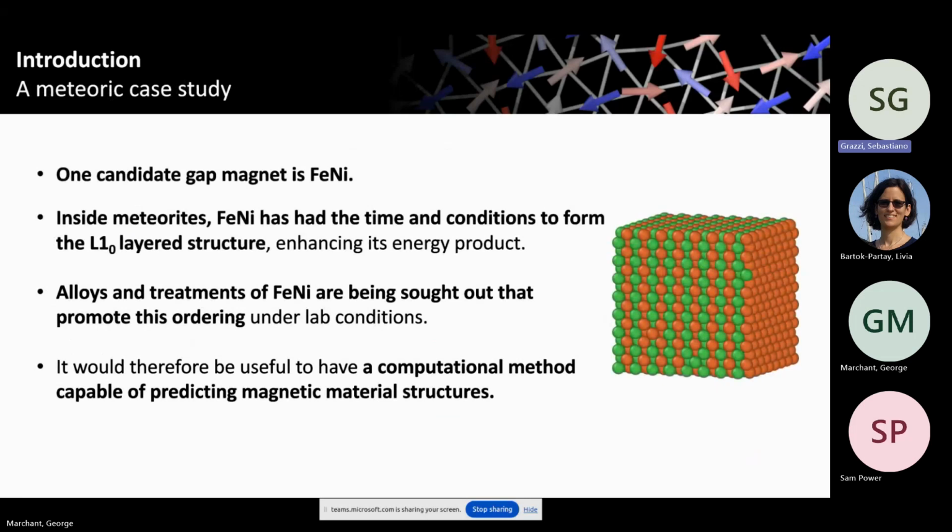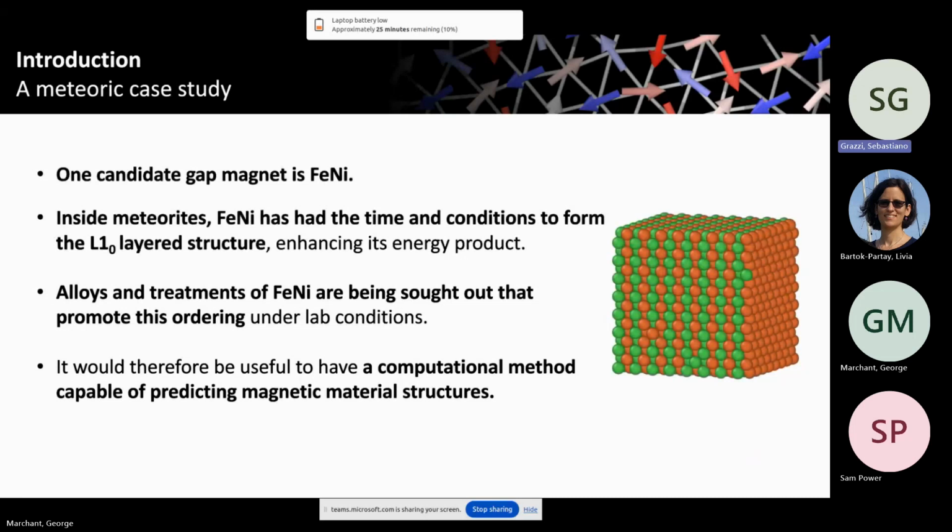So as a case study, one possible candidate as a gap magnet is iron nickel. If you were to synthesize iron nickel in a lab without doing anything else to it, just melt it and cool it down, then it forms a structure that is paramagnetic.